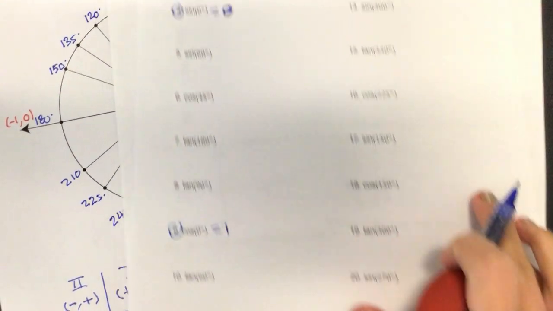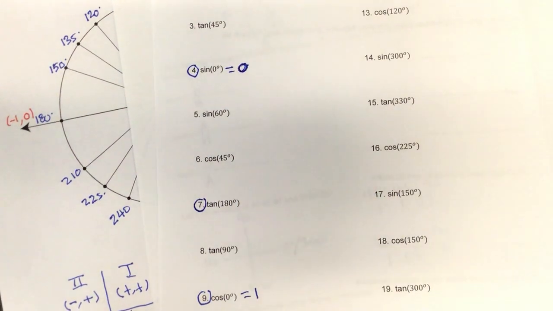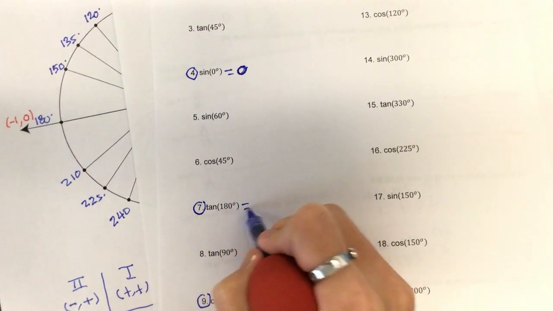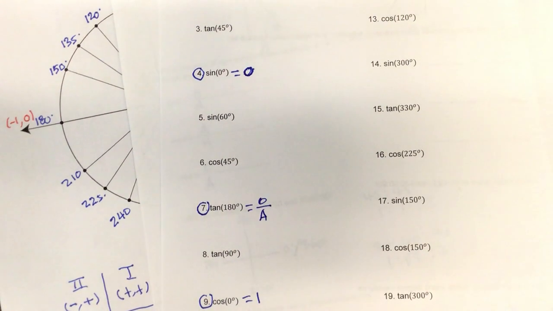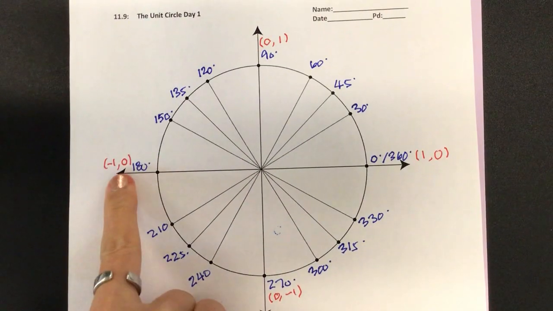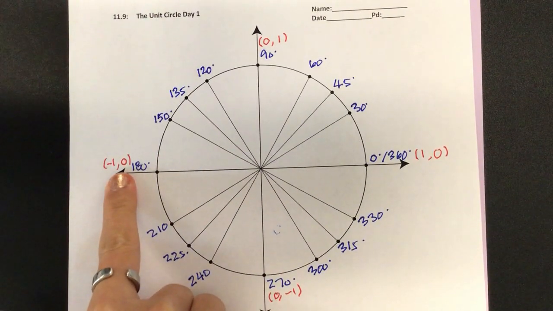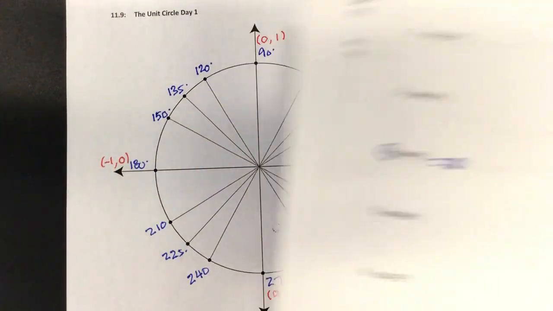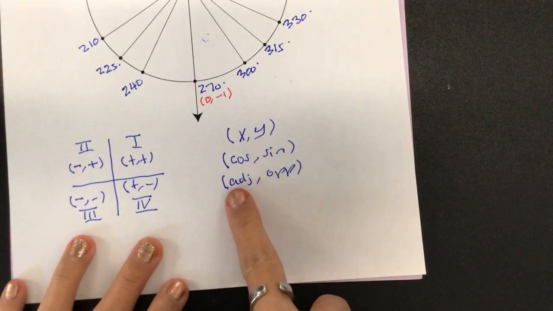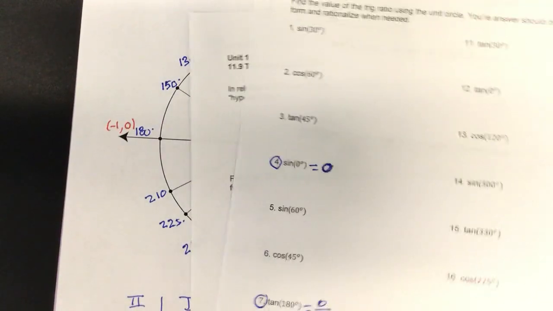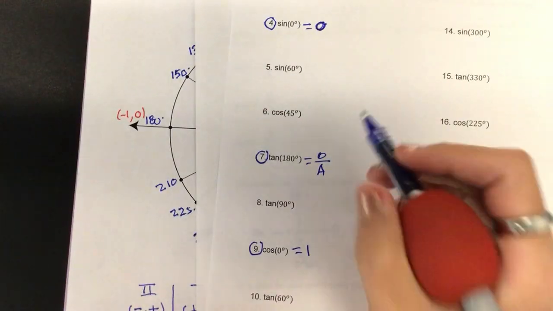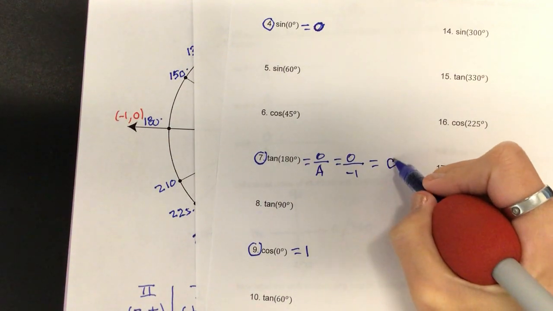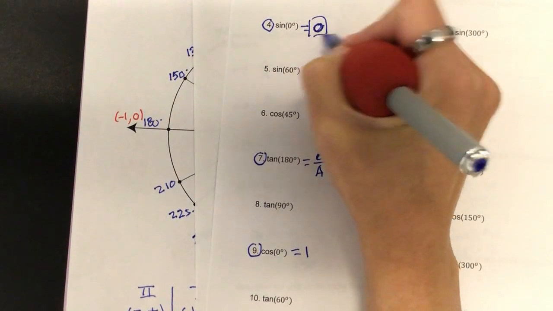Tangent where? Does everyone say tangent 180? Tangent is the main one that you have to show work for. So tangent is going to be opposite over adjacent. So let's go to our unit circle. At 180, what value is my opposite? 0. What value is my adjacent? -1. Y'all see where I'm getting that from? Opposite over adjacent. Okay? So we have 0 over -1. What is 0 over -1? 0. Tangent at that point is going to be 0.